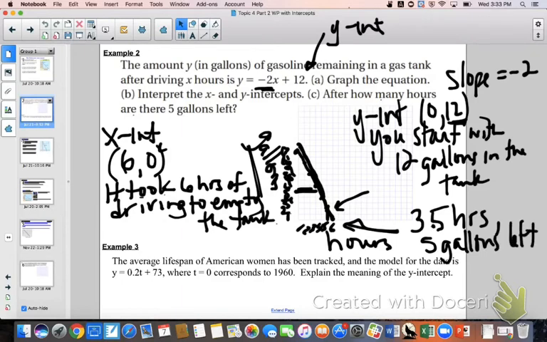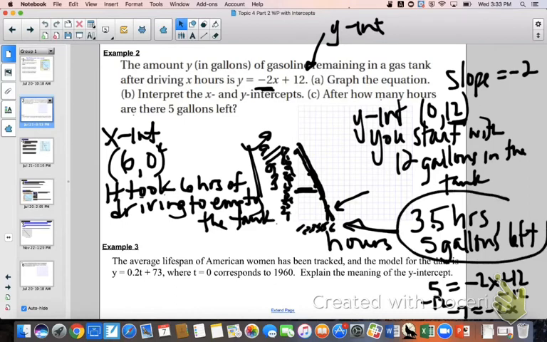Now, you could also solve the equation. The amount y of gallons remaining in a gas tank after driving x hours. So if you want to know when there's 5 gallons left, 5 goes in for y in y equals negative 2x plus 12. Well, minus the 12, you get negative 7 equals negative 2x. Divide by negative 2, and you get 3.5. So after 3.5 hours, 5 gallons left.